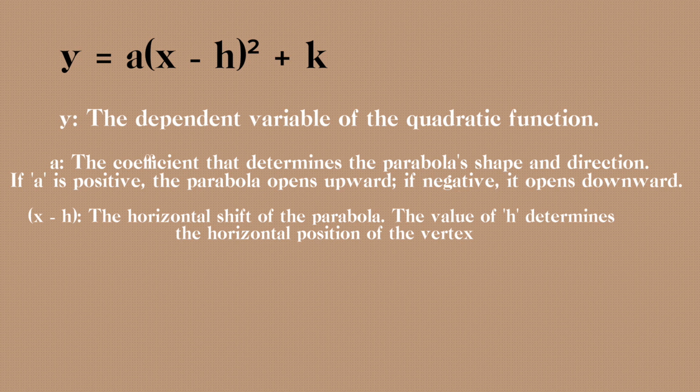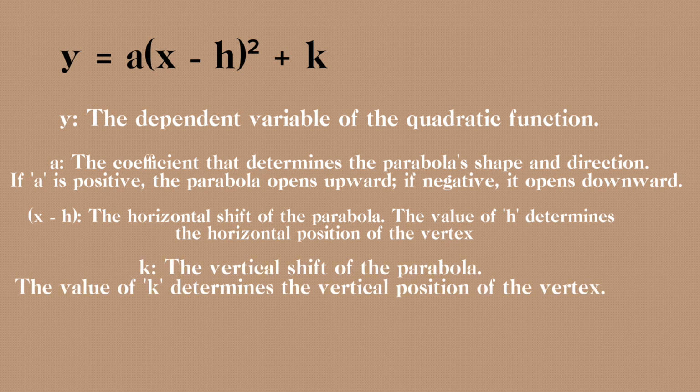The x minus h in the parentheses is the horizontal shift of the parabola, so the value of h determines the horizontal position of the vertex. Like I said, if it says minus 2, for example, we're going 2 to the right. If it says plus 2, we're going 2 to the left. Last but not least is k, which represents the vertical shift of the parabola, and this does exactly what you think it's supposed to do. If the k value says plus 2, we go up 2. If it says minus 2, we go down 2.